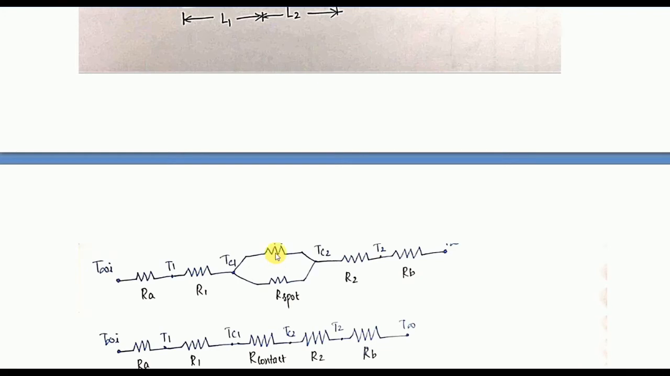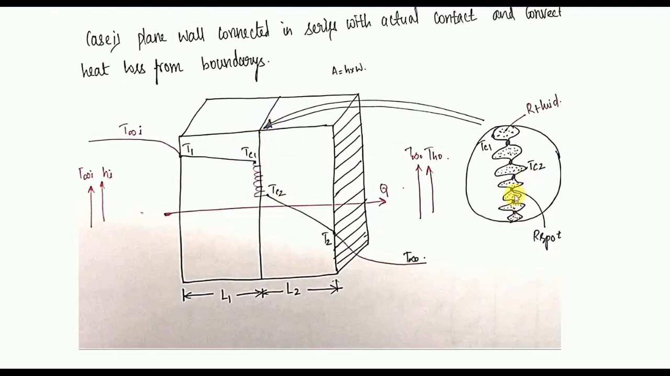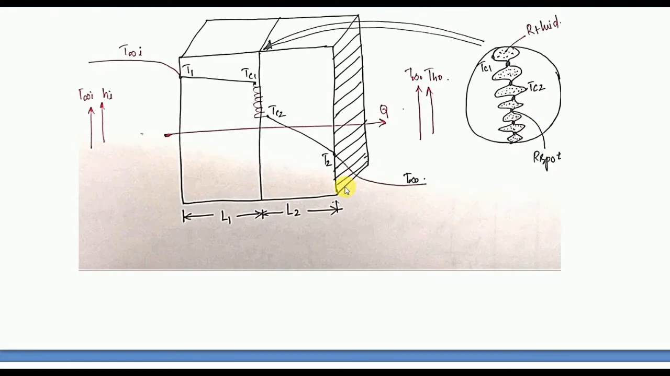That resistance is fluid resistance. This is fluid resistance and this is spot. You can tell these things as spot, right? This thing, this thing, this thing. Here it will be fluid and it will be spot. So I need you to understand clearly. And T2 will be there.